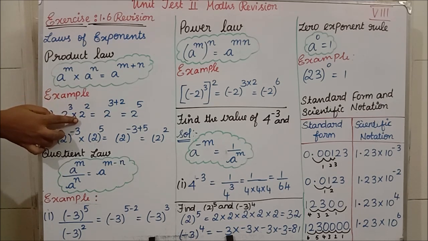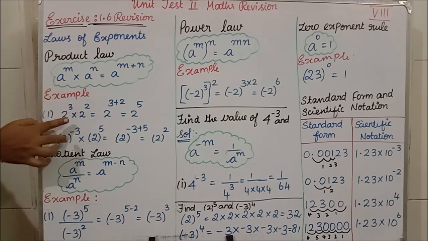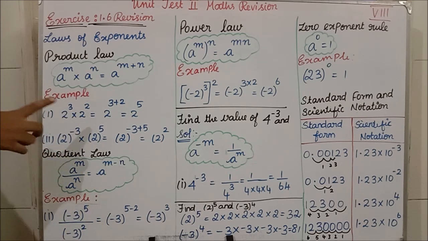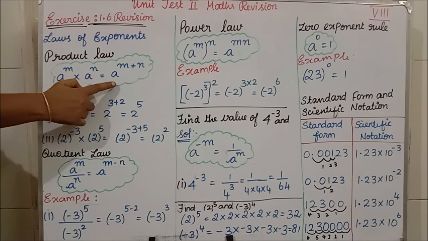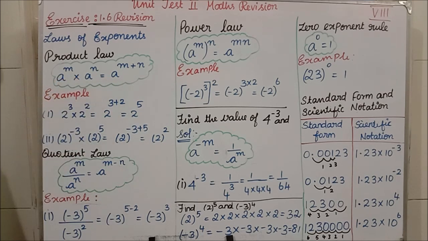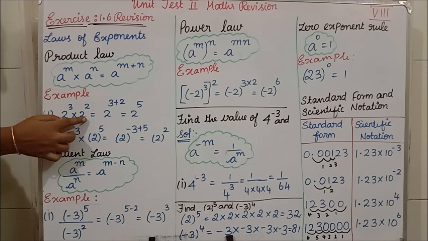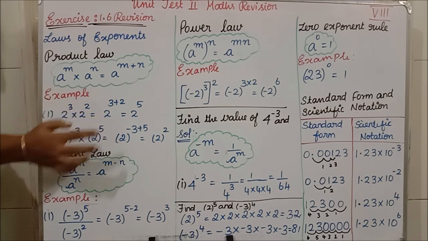Now see the example according to that. Here I have taken 2 power 3 into 2 square. Here the base is 2 and here also the base is 2. So we have to write one base. Here, as with 2 bases a we write 1 base a, likewise here the 2 bases are the same, so I am writing 1, 2.